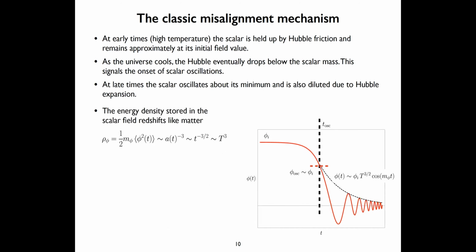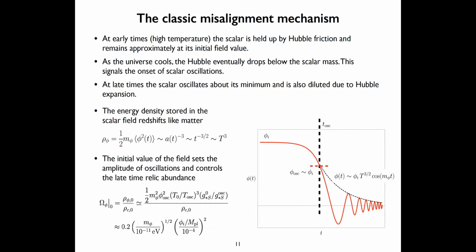And if you study the behavior of this system, you find that the energy density stored in the field redshifts like matter. So it scales like 1/a cubed, the scale factor cubed, or like temperature cubed. And so this is a good candidate for cold dark matter. And then you can estimate the relic density. So we can essentially take the energy density stored at the onset of oscillations, account for the redshift, divide by the critical density, and we get this expression. And the main thing I want to highlight here is it depends on this initial field value, phi initial. Okay, so this relic density in some sense is controlled by this field value, which of course could be influenced, and we expect it to be influenced perhaps by the earlier periods in cosmology, for example, during inflation.